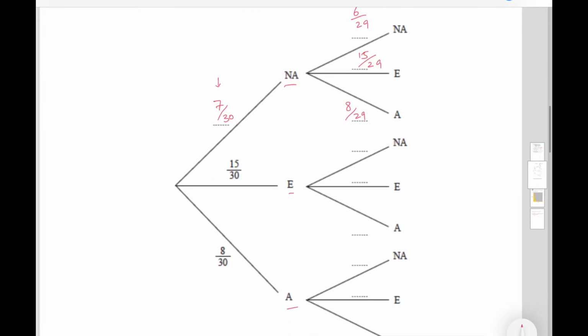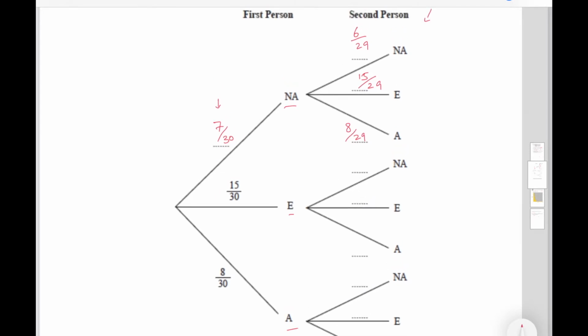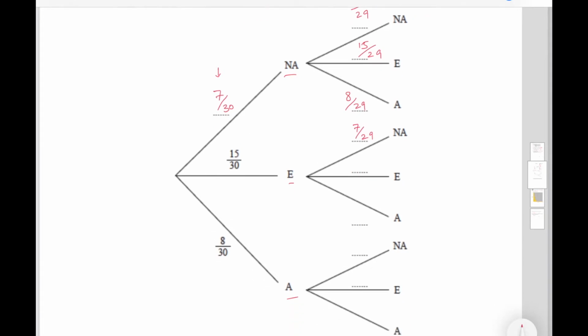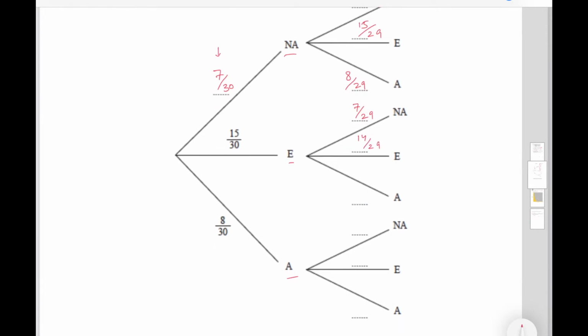For the people who chose Europe first, the choice for North America remains the same, so this becomes 7 over 29. For the second person who chose Europe as well, the probability becomes 14 over 29. And for Asia, for the second person over here, it remains as 8 but over 29.